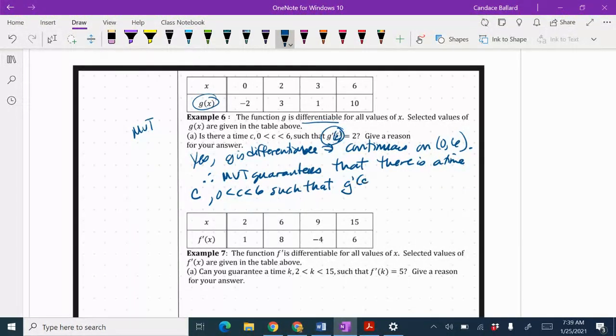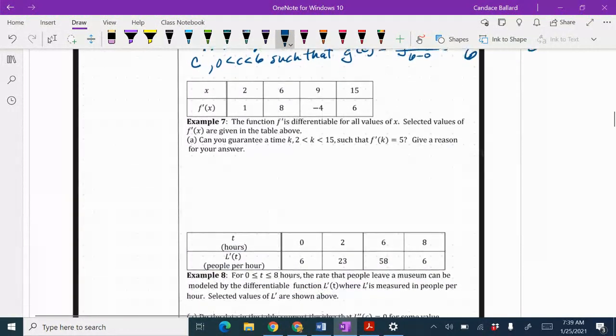G prime of C, the instantaneous rate of change. I want to show that I know that it is G of 6 minus G of 0 over 6 minus 0, and I'm going to actually do the work. So I would say 10 minus negative 2 over 6. It's 12 over 6 equals 2, which is what they wanted us to show. And let's look at example 7.